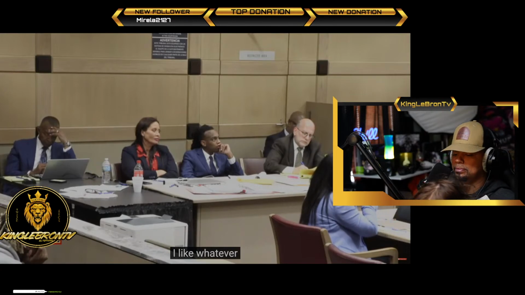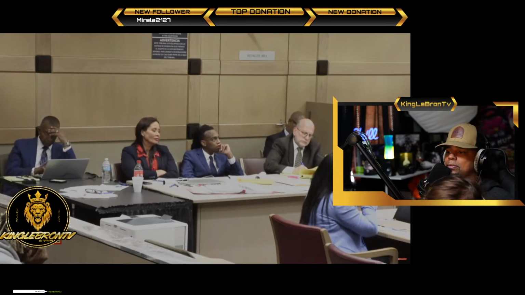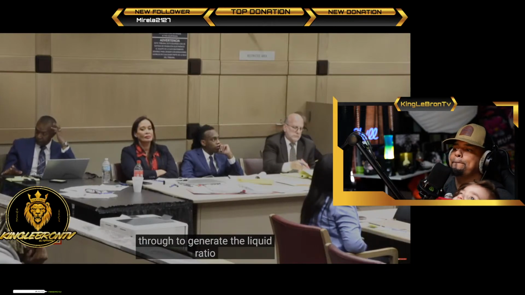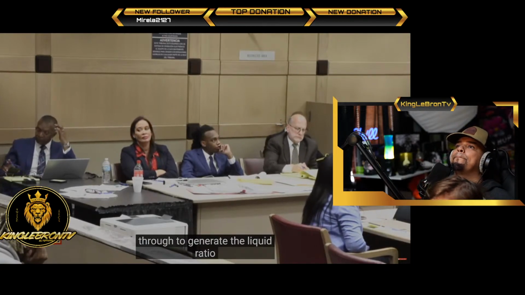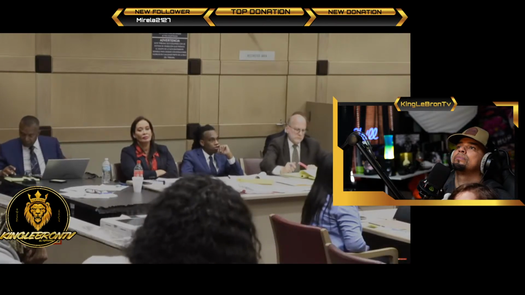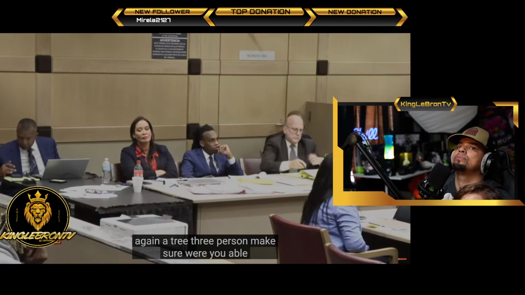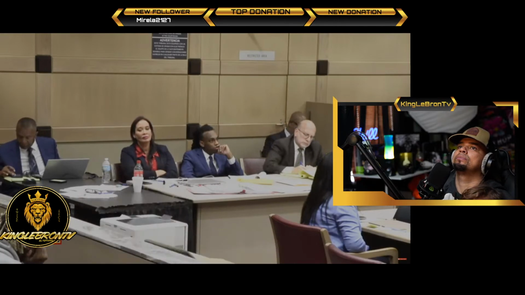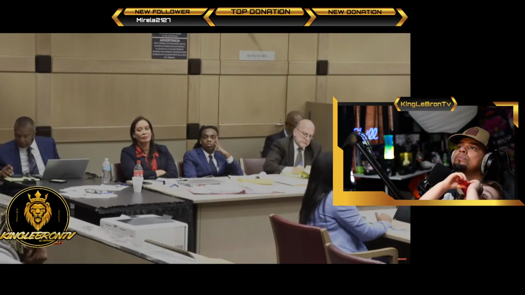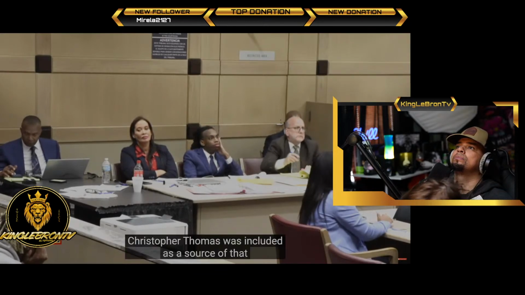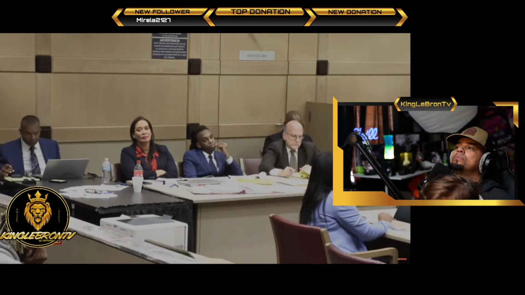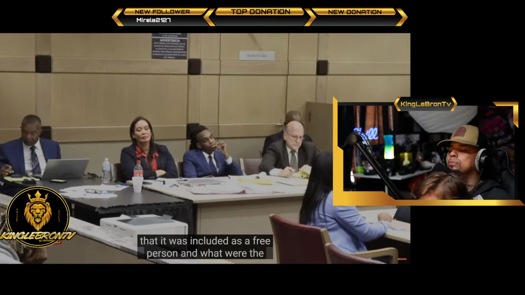How did I exclude him? Yes. So again, after doing the visual comparison and then running it through to generate the likelihood ratio, it resulted in an exclusionary likelihood ratio. When you looked at it again as a 3-person mixture, were you able to make a determination as to whether or not Christopher Thomas was included as a source of that mixture? Yeah, he was included as a 3-person as well.